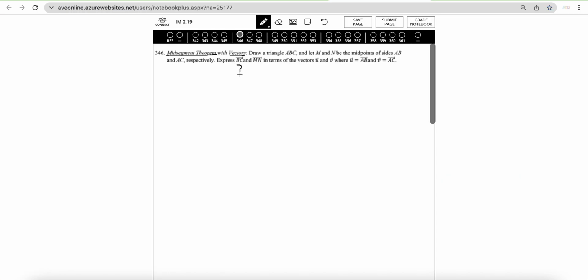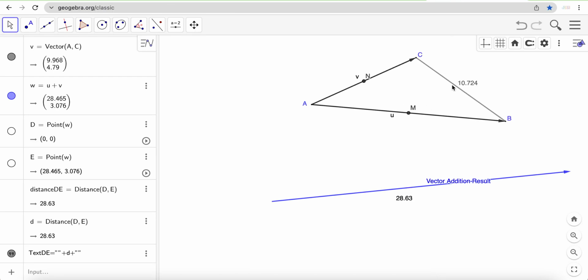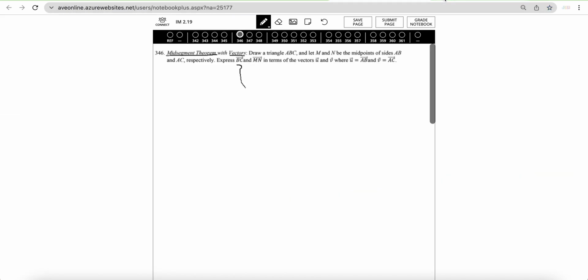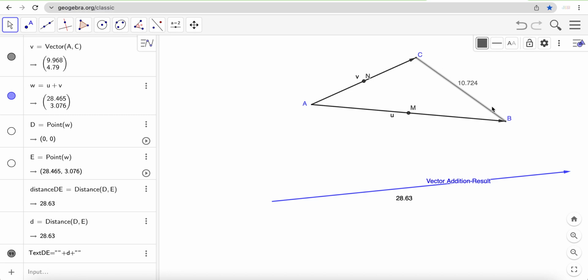So let's attack this question first. Express BC in terms of U and V, where U is AB and V is AC. Well, we can do that. We need to write an equation, basically, or an expression that gives the vector BC, so let's visualize that for a second. The vector BC would travel from B, so it would have a tail at B and a head at C. Remember, with vectors, it matters which letter comes first and which comes second. So let's see if we can figure that out. BC. Okay, well, I've actually created something here that gives the result of adding particular vectors.